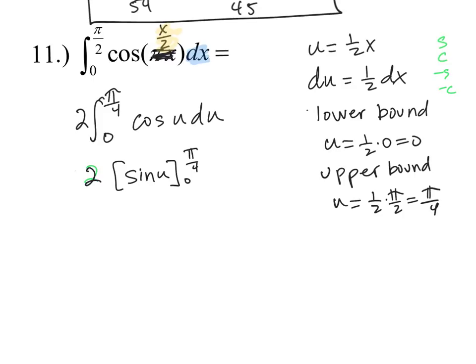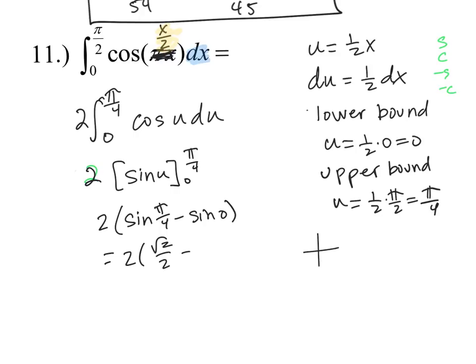All right, so that would be 2 times sine of pi fourths minus sine of 0. Sine of pi fourths is square root of 2 over 2, and then minus sine of 0. On the unit circle, that's right here where the y value is equal to 0. So this is just going to be square root of 2 for our final answer.